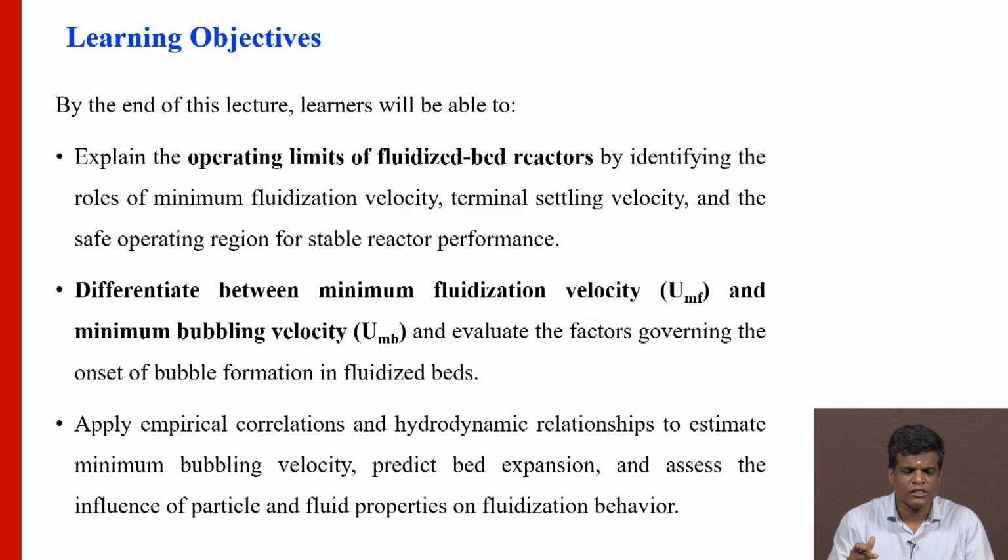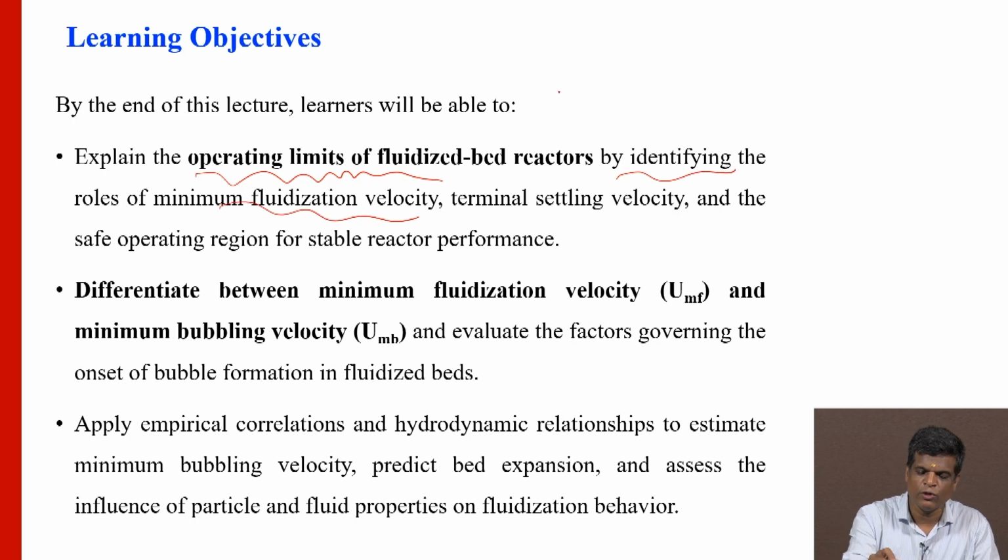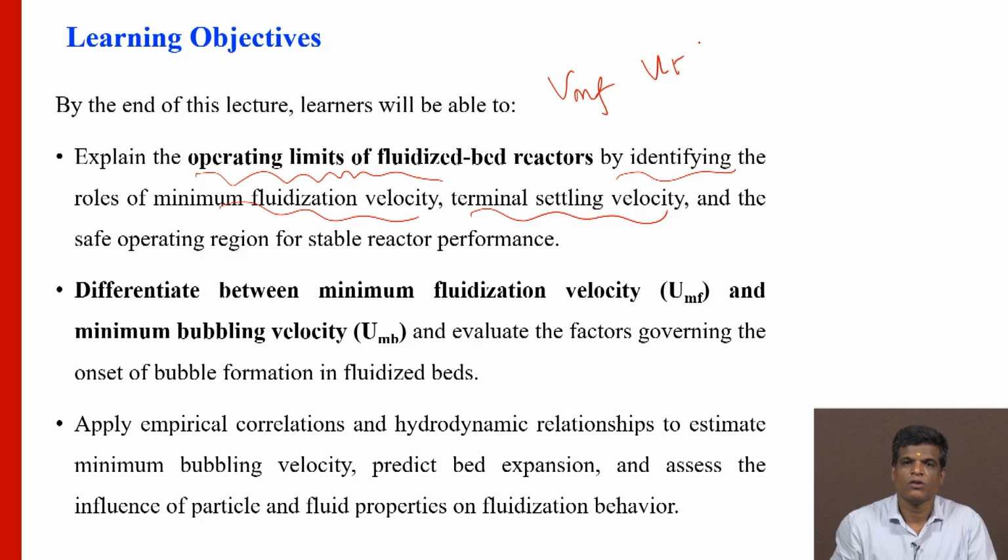By the end of the lecture, we will be able to learn the operating limits of fluidized-bed reactors. That is, identifying the role of the minimum fluidization velocity UMF, the terminal settling velocity UT, and the safe operating region for stable reactor performance. We will be discussing this today.